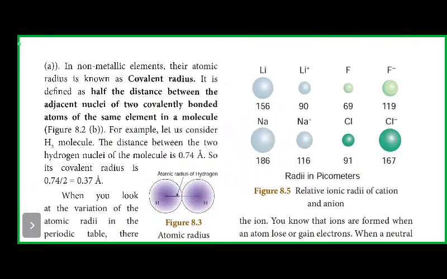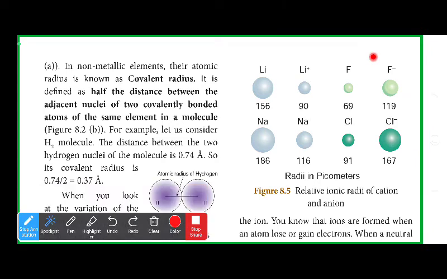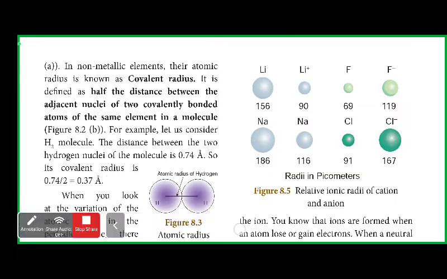Next is non-metallic elements. Their atomic radius is known as covalent radius. It is defined as half the distance between the adjacent nuclei of two covalently bonded atoms of the same element in a molecule. In this example we saw, the hydrogen nuclei are at a distance of 0.74 angstrom. So the covalent radius is divided by 2, 0.37 angstrom.